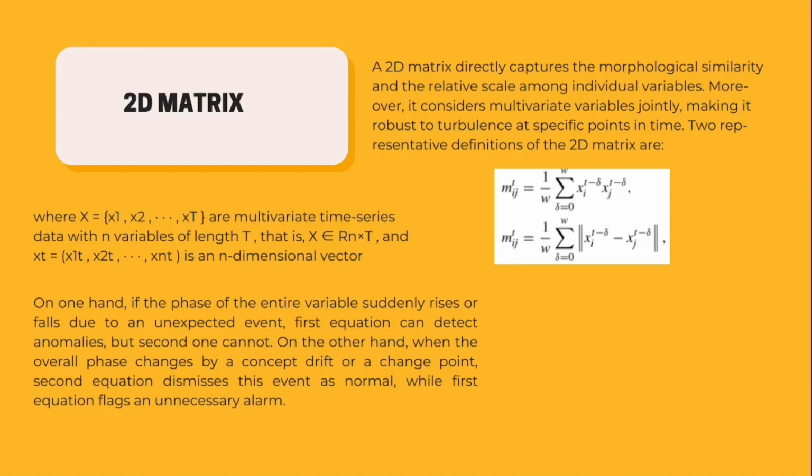On one hand, if the phase of the entire variable suddenly rises or falls due to an unexpected event, the first equation can result better than the second one. On the other hand, when the overall phase changes by a concept drift or a change point, the second equation diminishes this event as normal, while the first equation flags it as an unnecessary alarm.